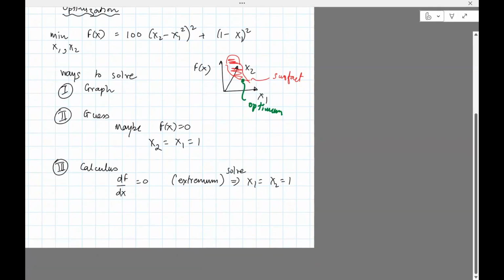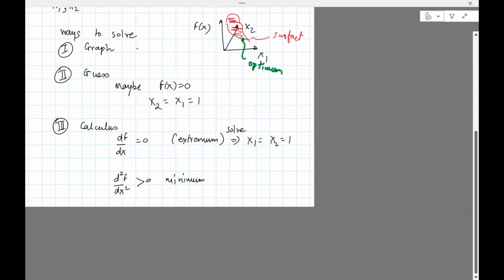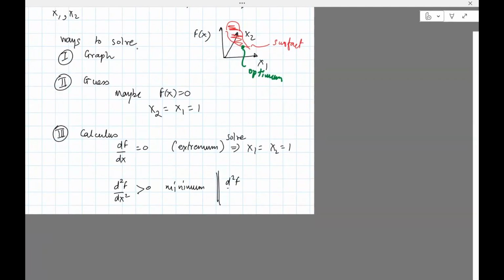And then the test to confirm that these are indeed the values of x for which f of x is minimized, you need to do the second derivative test. If d²f/dx² is greater than 0, it's a minimum. And then you might have seen this, if it's less than 0, it's a maximum. So at this point, you're not sure if this is a minimum or maximum, but the second derivative test will tell you if it's a minimum or maximum. So that's the third way of doing this.